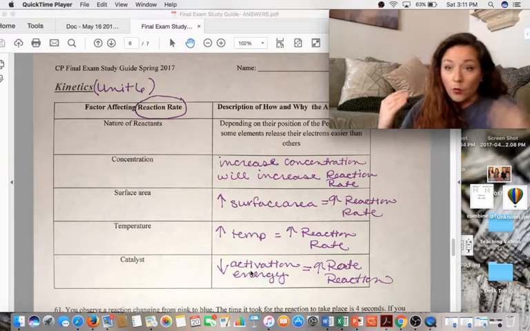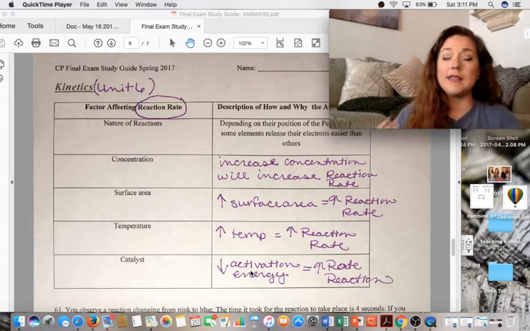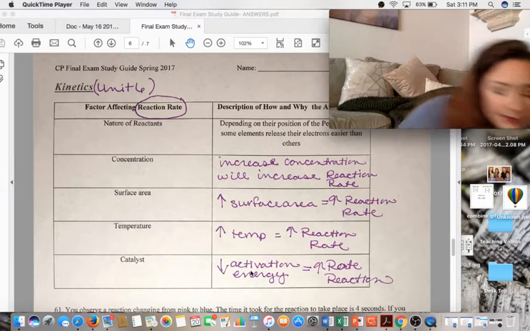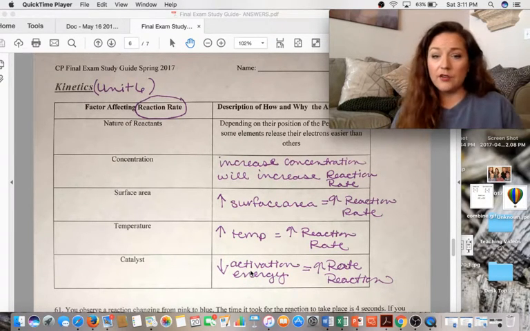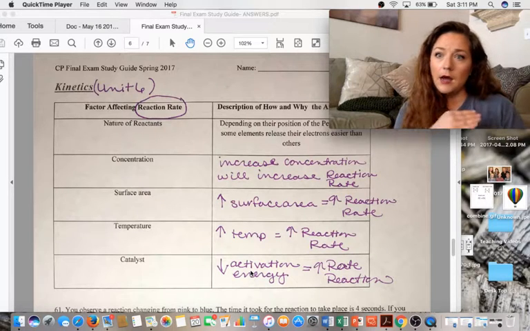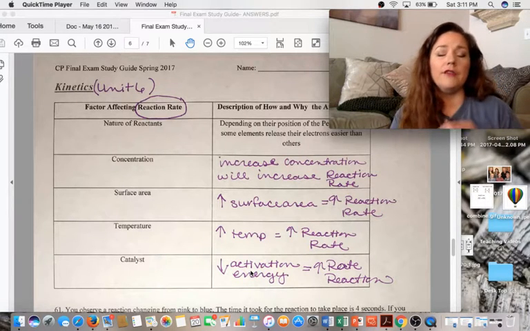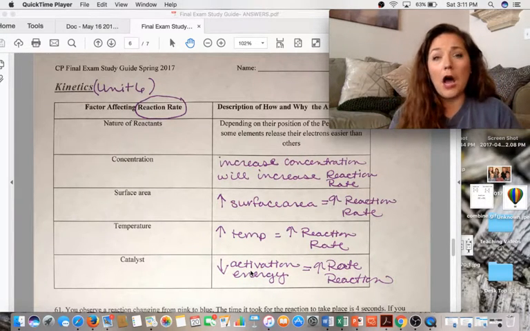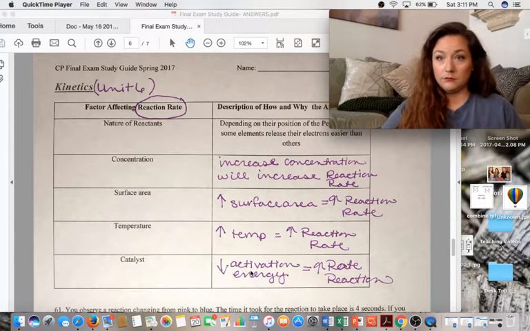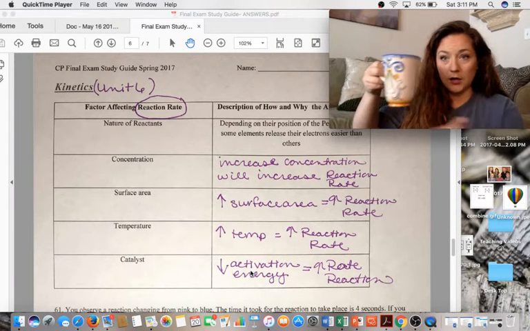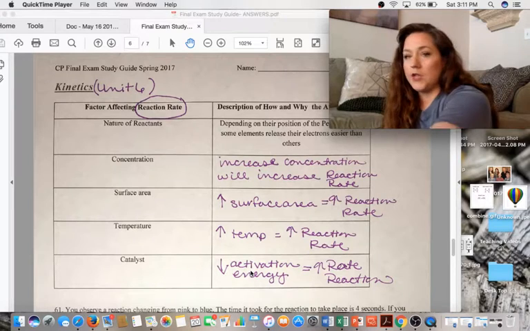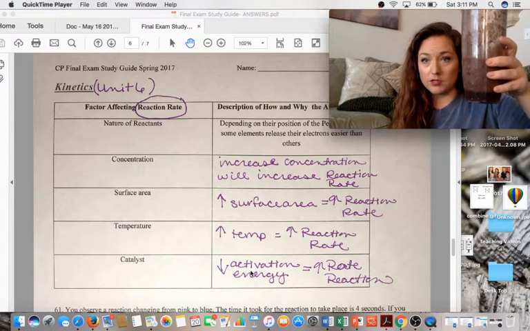Again, when you increase temperature for most things, you will increase the reaction rate. Sugar will dissolve very, very quickly in a hot coffee, but will not dissolve very quickly in my cold smoothie.